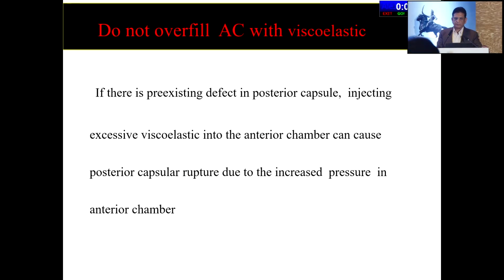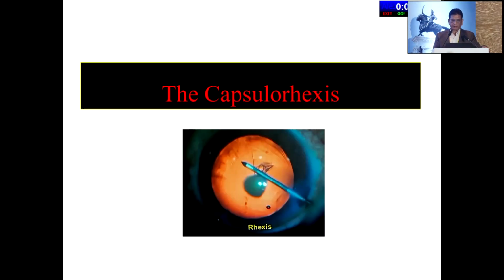So, coming to the surgical part. Do not overfill the anterior chamber with viscoelastic, because if there is a pre-existing defect in the posterior capsule, injecting excessive viscoelastic into the chamber can cause posterior capsular rupture due to increased pressure in the anterior chamber.